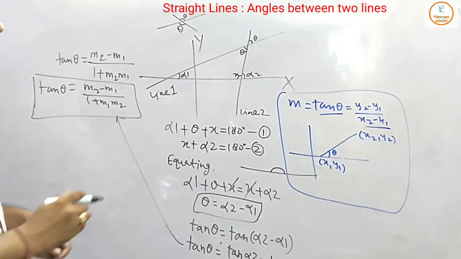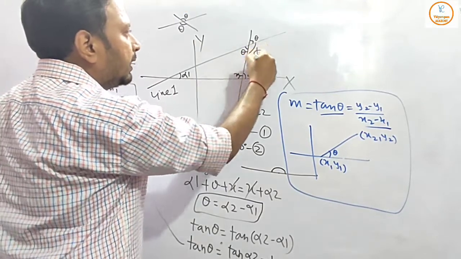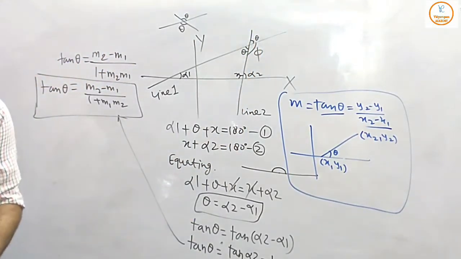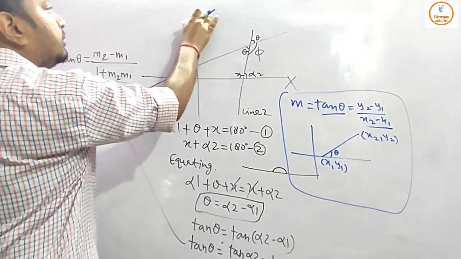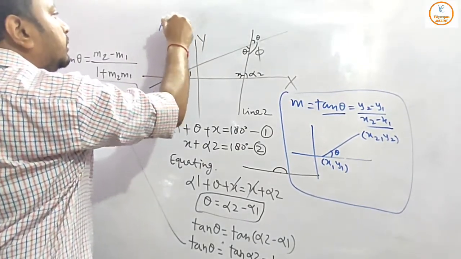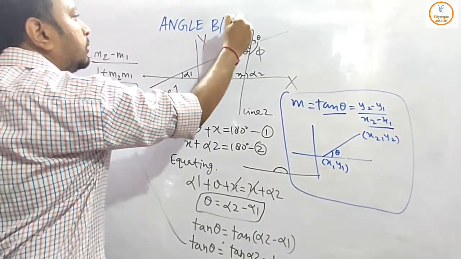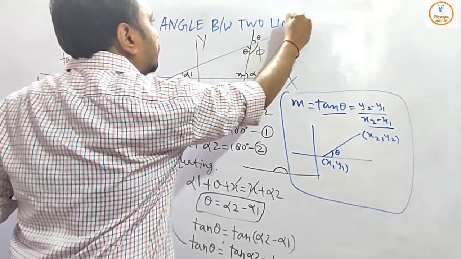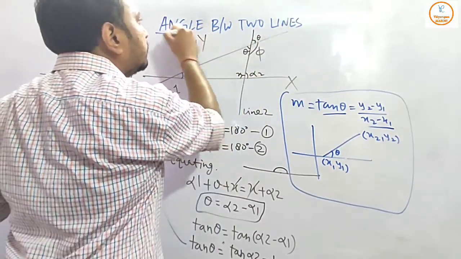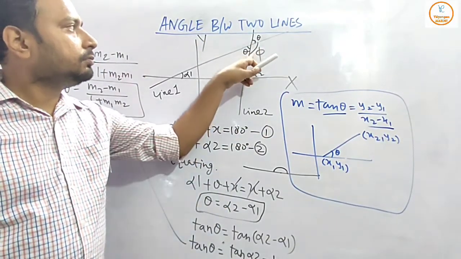Alpha, phi. Suppose this is angle phi. Actually, the topic name is angle between two lines. Angle between two lines. Okay, suppose this is angle phi.